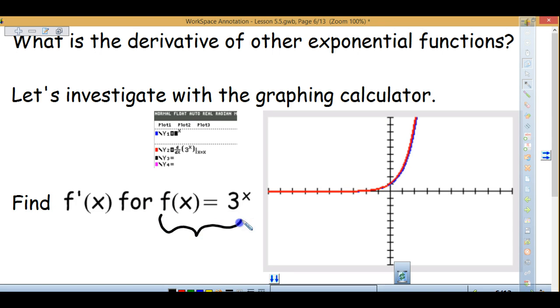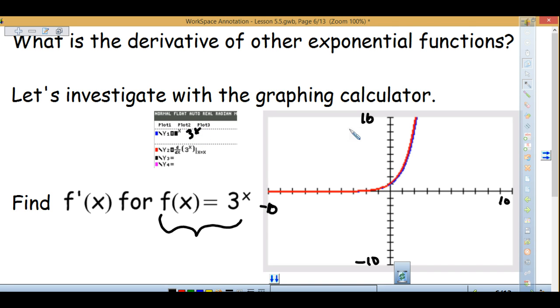if we want to look at the function f of x equals 3 to the x, I've graphed 3 to the x and its derivative on the same viewing window. This is a standard viewing window, negative 10 to 10 here, negative 10 to 10. In blue is 3 to the x. I guess it didn't show up real well here, but this is 3 to the x.